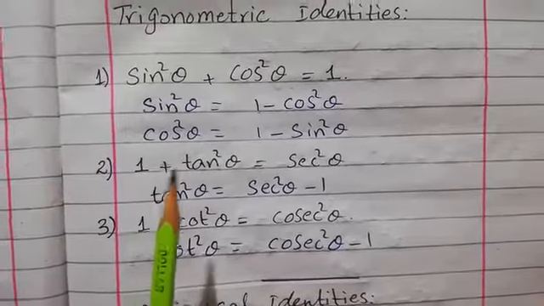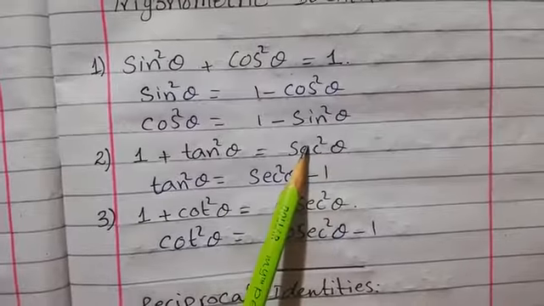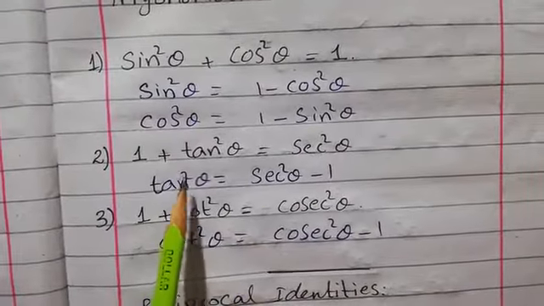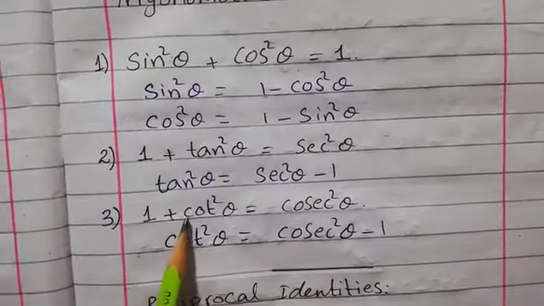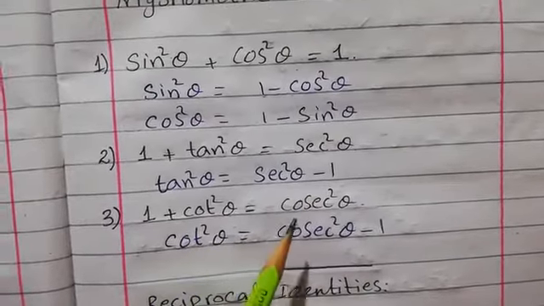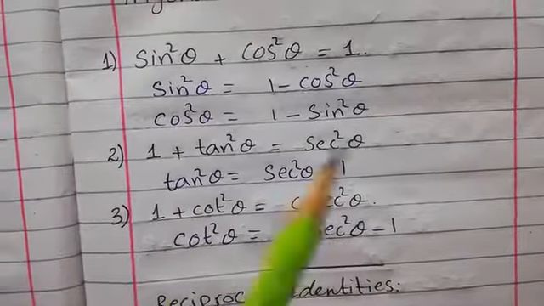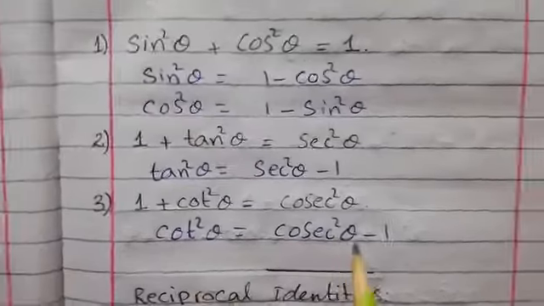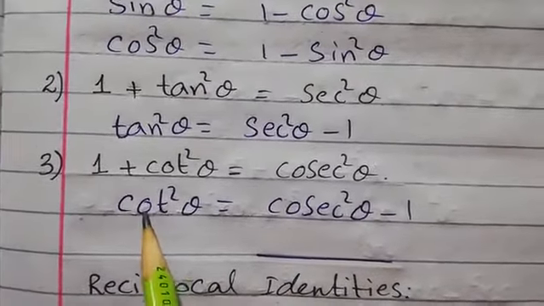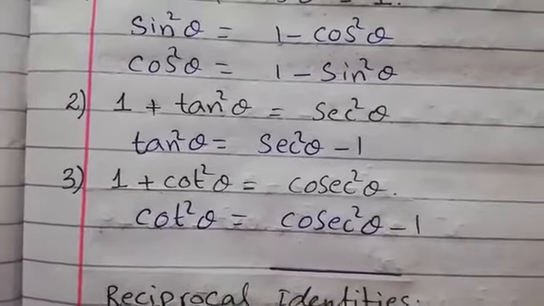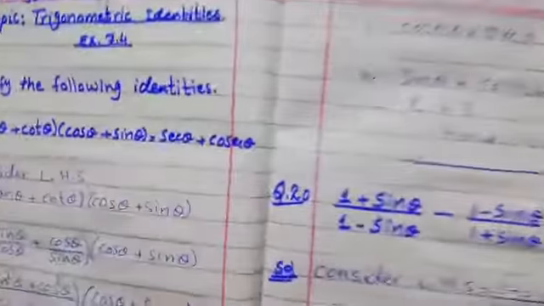Second identity is 1 plus tan square theta is equals to secant square theta, and from this we can take tan square theta is equals to secant square theta minus 1. And the third one in your syllabus, 1 plus cot square theta is equals to cosecant square theta, and from this identity we can derive the third one, which is cot square theta is equals to cosecant square theta minus 1. And after that, dear students, we will start our today's work.